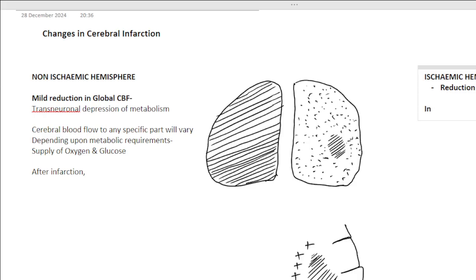So what is happening in the infarcted area of the brain? In the infarcted area and nearby surrounding it, you can expect more subtle changes. Very, very important words. Changes of cerebral blood flow.